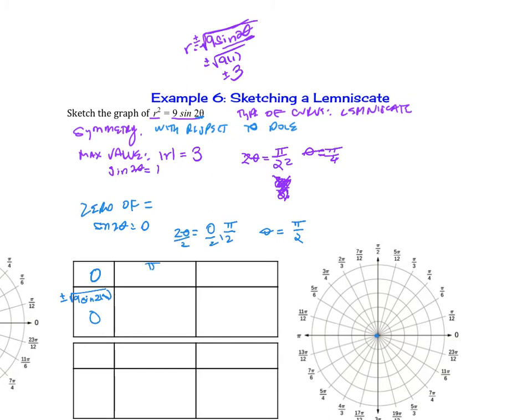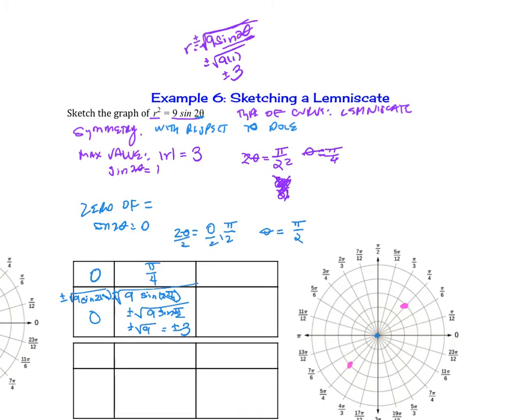Now let's choose pi over 4. So we have plus or minus the square root of 9 times sine of 2 times pi over 4. That's just sine of pi over 2, and we know sine of pi over 2 is 1. So plus or minus the square root of 9. And we had already mentioned earlier that we knew that was going to be our maximum value of 3, so it's plus or minus 3. So at pi over 4, we have a positive 3, which is here, and then we also have a negative 3, which is down on the other side here.